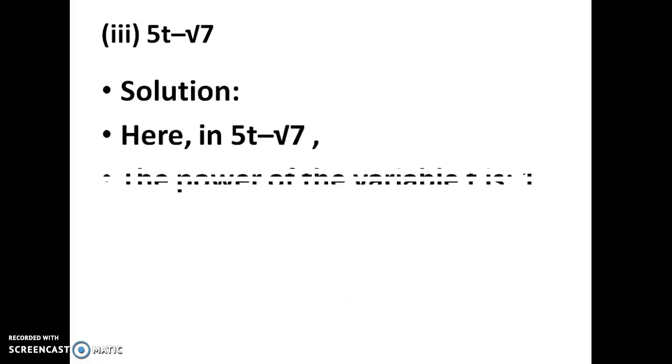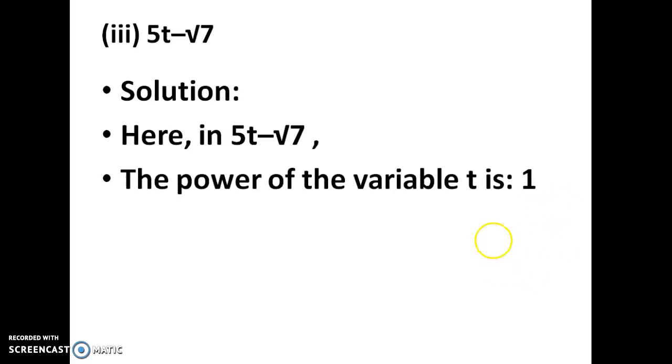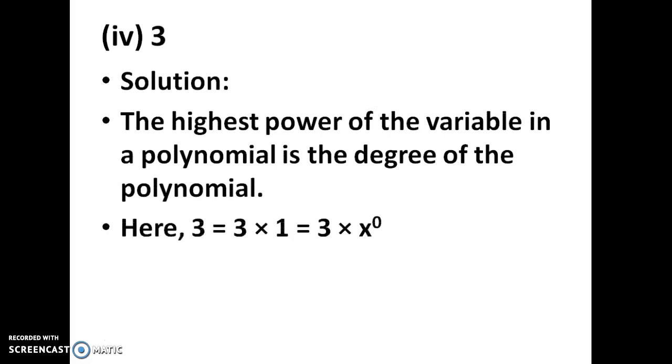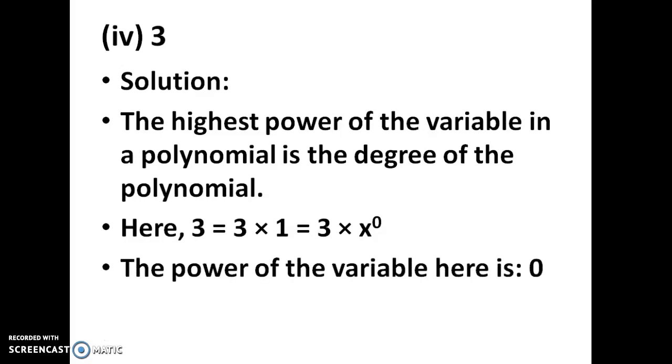The next one, how can we write it? It is 5t to the power of 1. Nothing is there means the power is 1. Then the power of the variable is 1. Then 3. Simply constant 3 is there. That means it doesn't have any variable, so any variable to the power 0. So the power of the variable is 0. So the degree of 3 is 0.